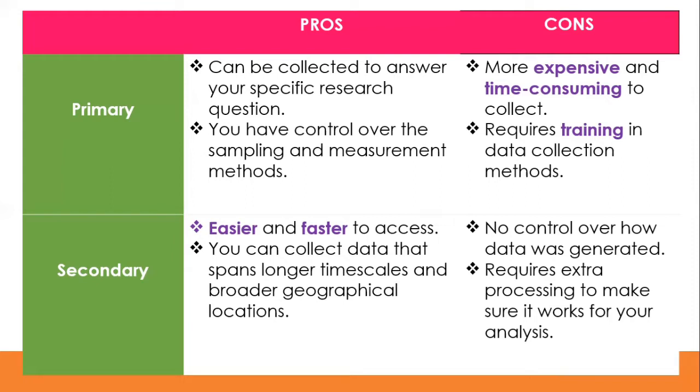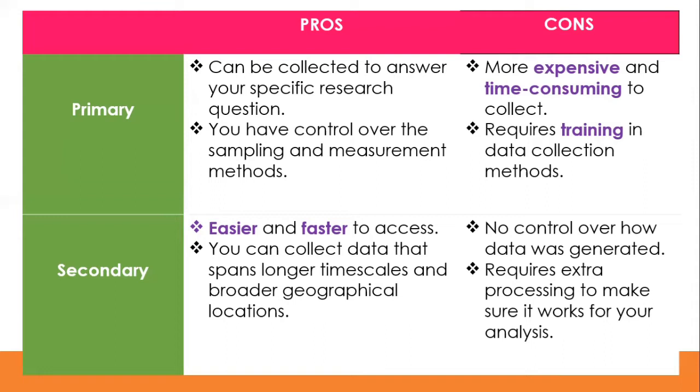And on the other hand, for secondary data, one of the advantages or pros is that it is easier and faster to access because one of the sources of secondary data is through, let's say, school libraries, okay? So the books, the sources coming from your school libraries, that is an example of secondary sources, and that makes it easier and faster to access. And aside from that, you can also collect data that spans longer timescales and broader geographical locations.